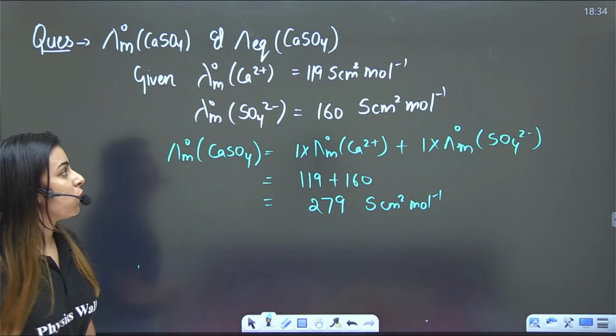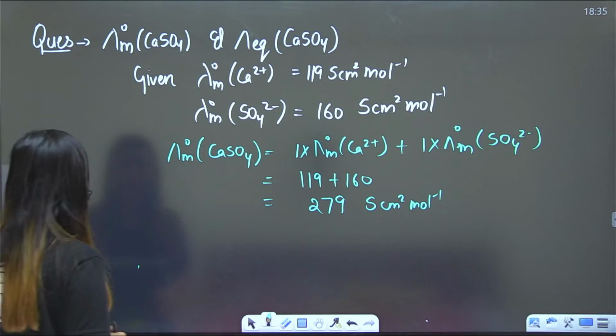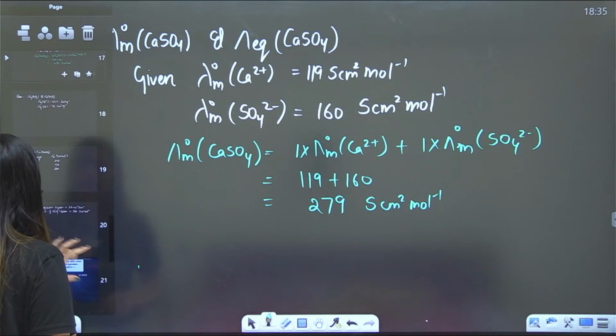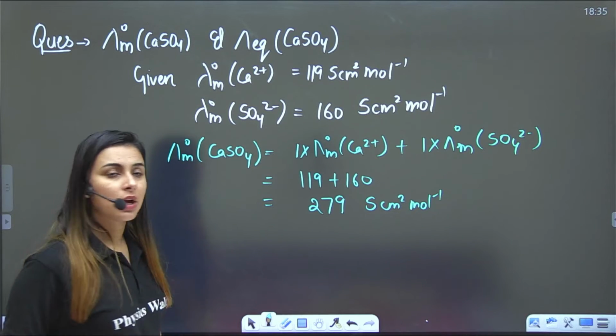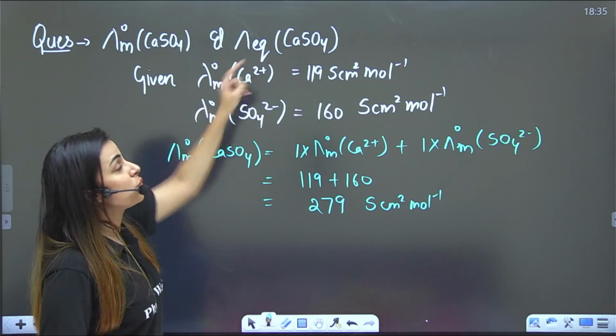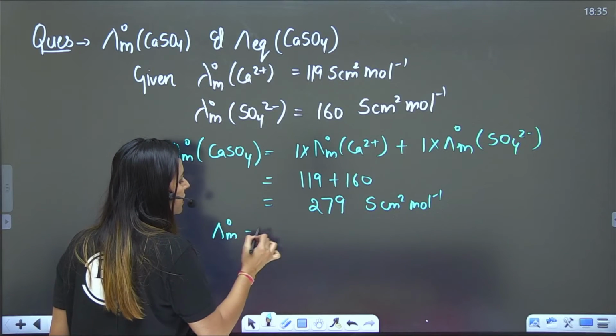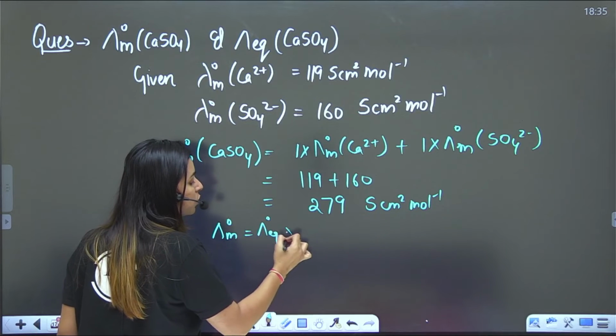Now let's move forward. Try to do this question. Okay, I hope you've written it. Now, you have to calculate the equivalent conductivity as well. I hope all of you remember that limiting molar conductivity is equal to limiting equivalent conductivity into the n factor.